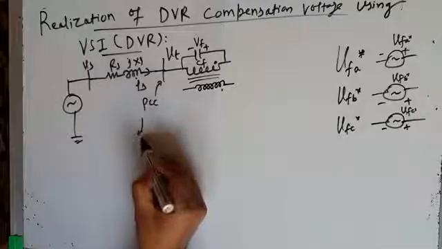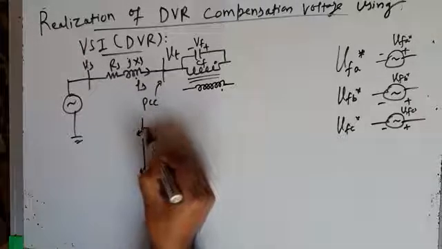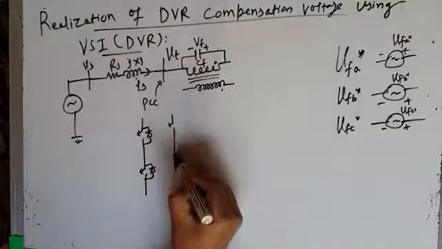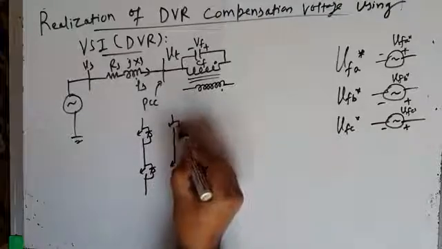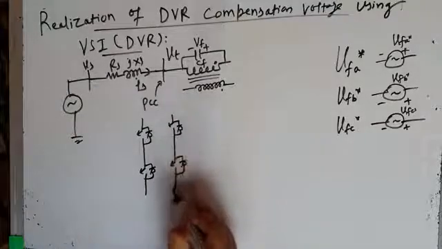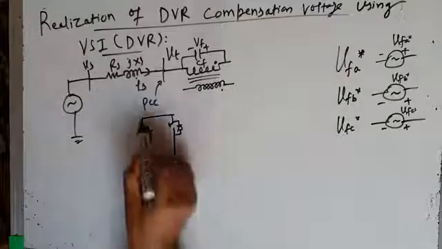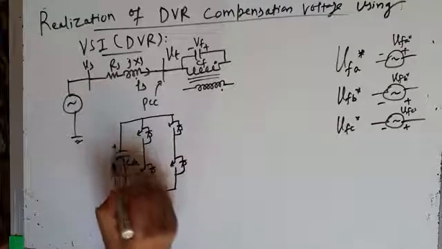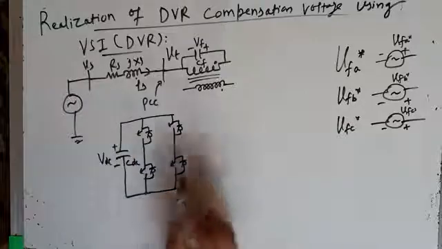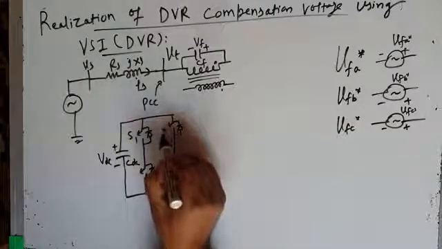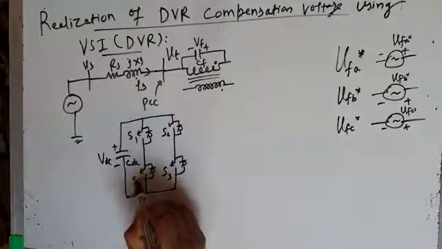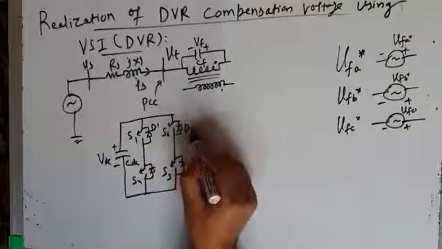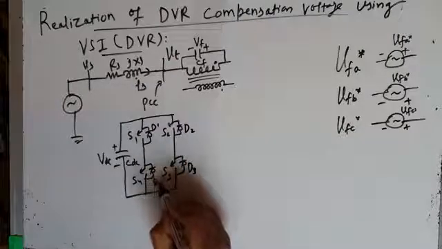Now I will have a voltage source inverter here. Let me draw the voltage source inverter circuit diagram first, then I will explain. I am taking one single phase voltage source inverter. This is the DC bus voltage, this is DC bus capacitor CDC, and this is the DC bus voltage VDC. This is switch S1, say switch S2, switch S3, and switch S4. These switches may be IGBTs. These are anti-parallel or feedback diodes D1, D2, D3, and D4. Right?